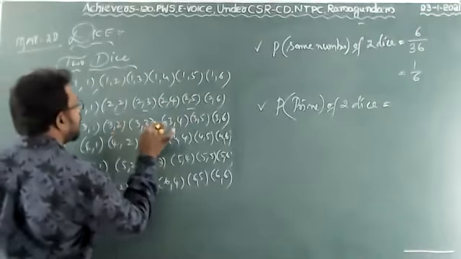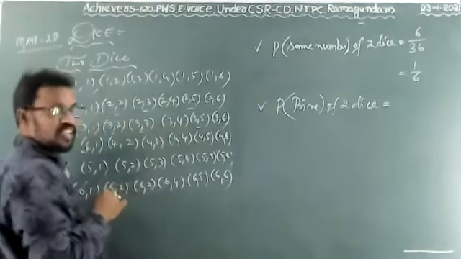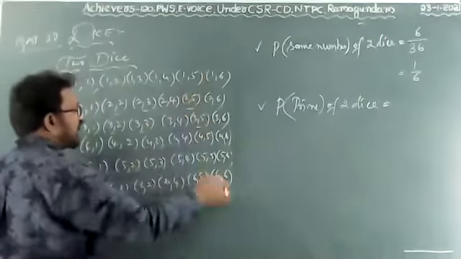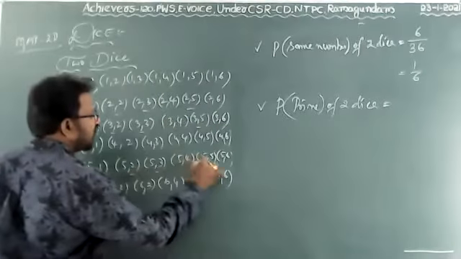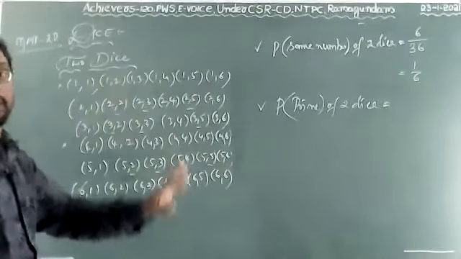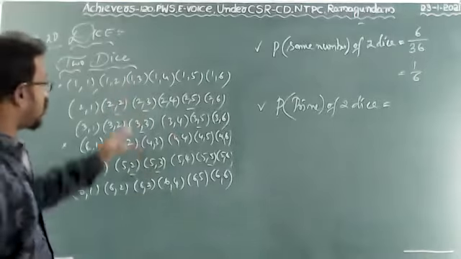3, 2, 3, 3, 3, 5. Because 4 and 6 are not prime, no need for these. So same like that: 5, 2, 5, 3, 5, 5. These are the only primes.